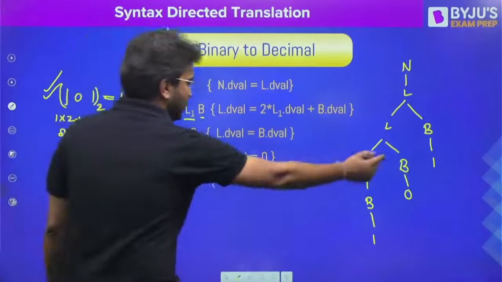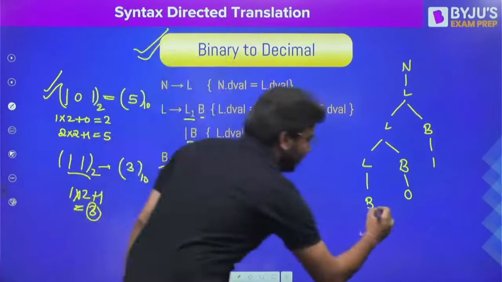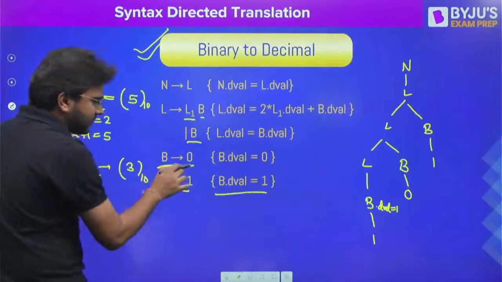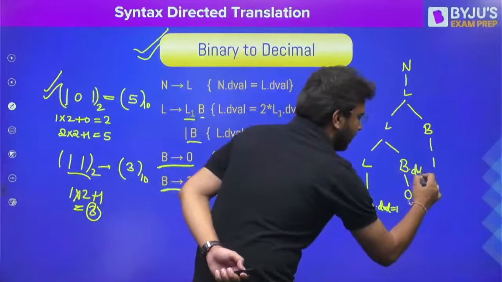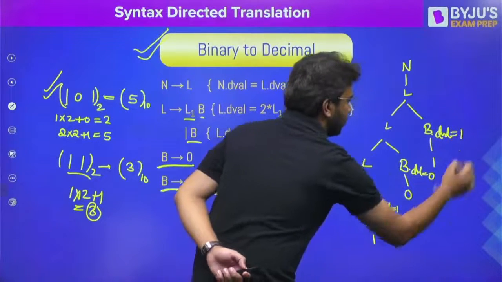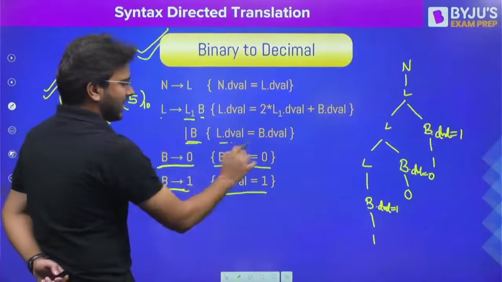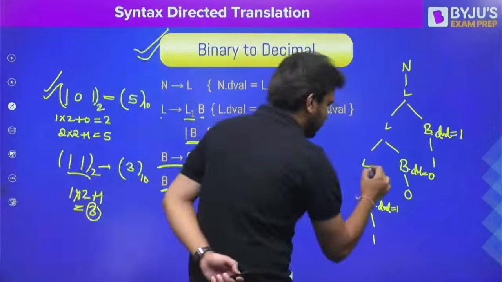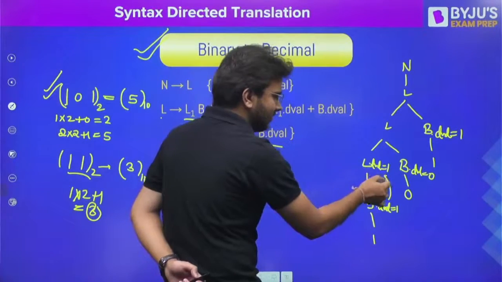Fine. So 101. Now here B derives 1, B dot D value is equal to 1. So here we are going to write B dot D value is equal to 1. And when B derives 0, then it is taking the value 0. So that means B dot D value will be equal to 0. Similarly here B dot D value will be equal to 1. Clear? Now L derives B. In that case, whatever is the B value, you are assigning to L. So L dot D value will be 1 because it is assigning the same value.